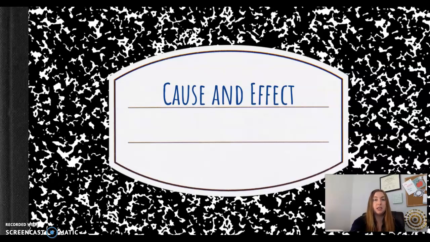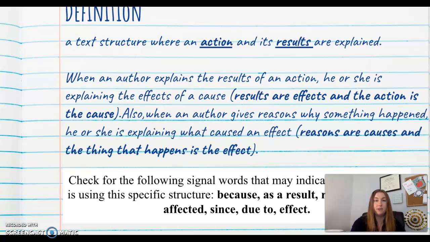All right, so the first thing you need to know about cause and effect is the definition. The definition is a text structure where an action and its results are explained. So when the author explains the results of an action, he or she is explaining the effects of a cause. For instance, when you have one situation that causes another, the author is explaining that. And we're going to go a little bit more into that.